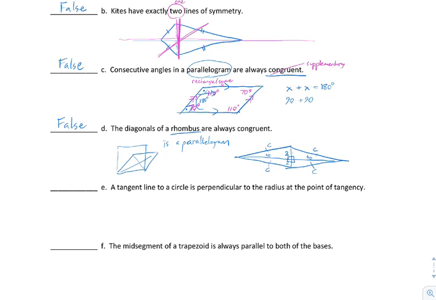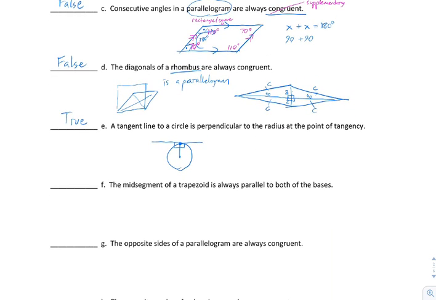Okay, so a tangent line to a circle is perpendicular to the radius at the point of tangency. That is true. If we have a radius of a circle and a line is tangent to the circle at that point, it does make a 90-degree angle. The mid-segment of a trapezoid is always parallel to both bases. That is another one that's true. No matter what the legs look like, if we connect the midpoints of the two sides, it is parallel to the bases and the average of their lengths. We actually use that to find the area of a trapezoid.